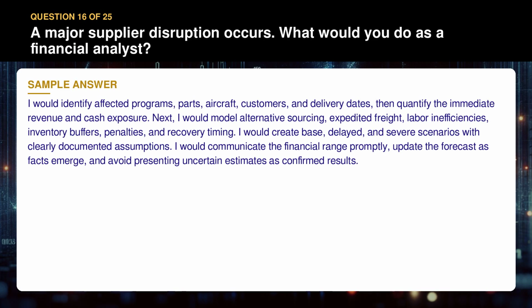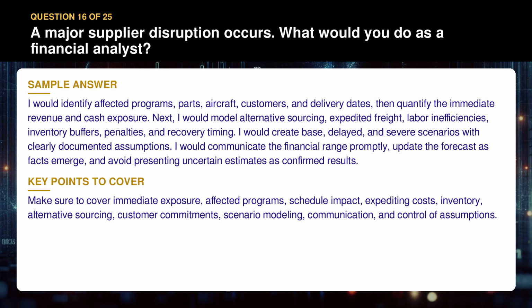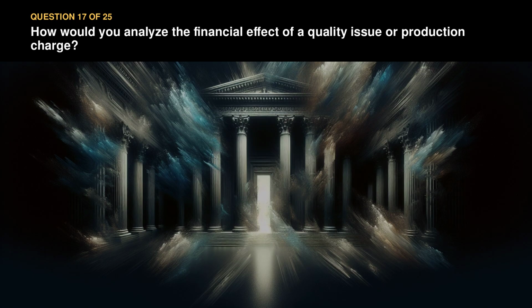I would communicate the financial range promptly, update the forecast as facts emerge, and avoid presenting uncertain estimates as confirmed results. Make sure to cover immediate exposure, affected programs, schedule impact, expediting costs, inventory, alternative sourcing, customer commitments, scenario modeling, communication, and control of assumptions. Question 17. How would you analyze the financial effect of a quality issue or production charge?